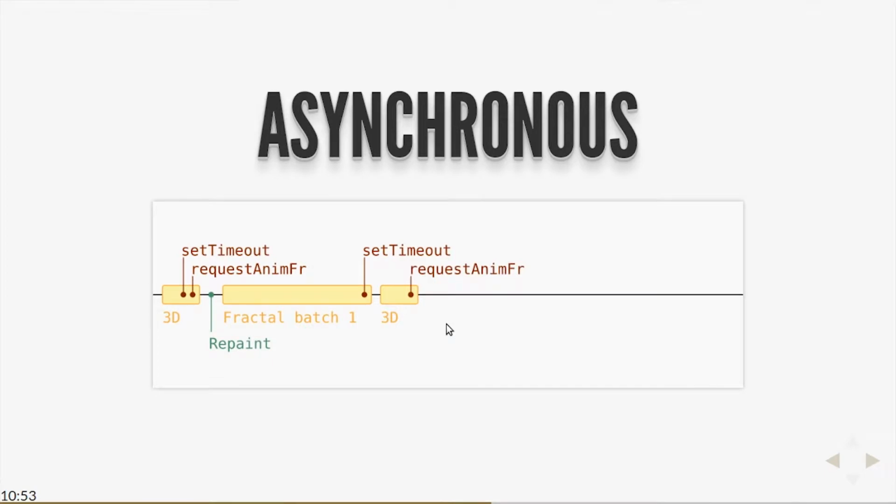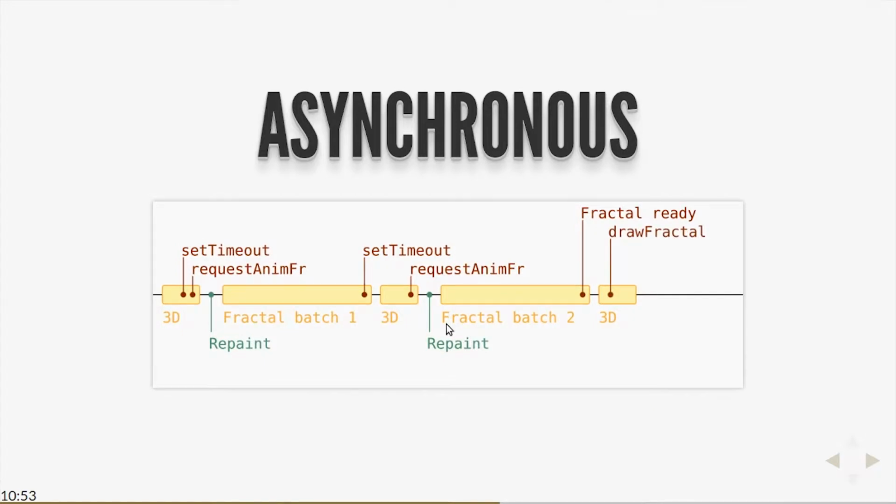It executed that. It scheduled itself again, managed to do a repaint, then another fractal batch, and so on and so on. At some point, the fractal was ready. And then in the 3D update, we took the fractal and we drew it. Then we scheduled the next fractal frame to be executed. We scheduled the next 3D update to execute, and the browser managed to repaint.